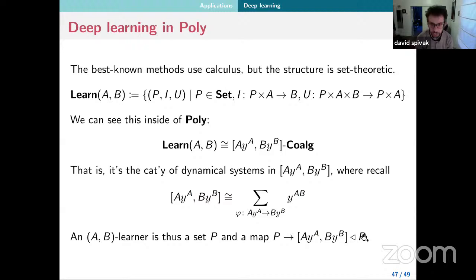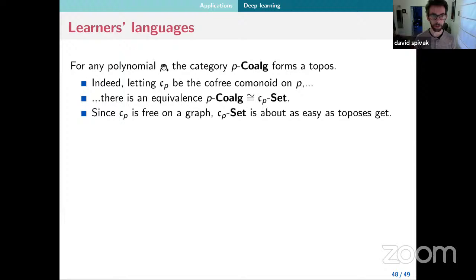So what we're seeing is that learners, in the sense of my paper with Brendan and Remy, are exactly coalgebras on this internal hom thing. And so these include all of the typical calculus-based learners. Now, for any polynomial P, the category of coalgebras forms a topos, a copresheaf topos, namely the CP sets, the functors from the terminal coalgebra to set. And since CP is free on a graph, CP set is about as easy as toposes get. I mean, it's a copresheaf category where the site is a graph.